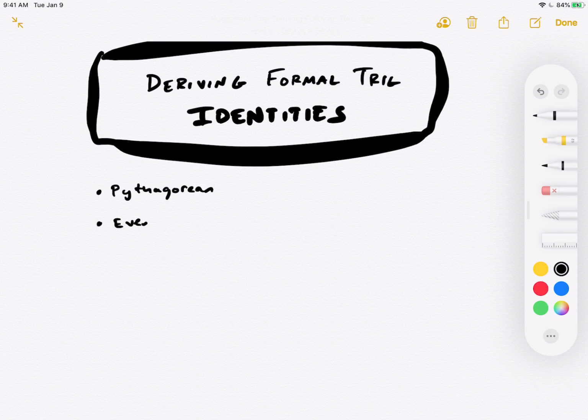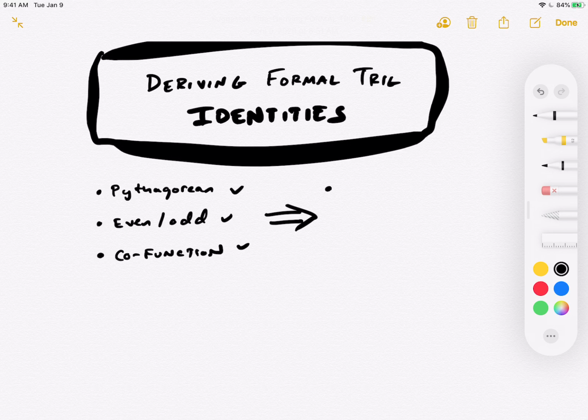You might think back and remember your even and odd identities, where sine is odd and cosine is even. You might also think back to your cofunction identities, how sine of one angle is equal to cosine of pi over 2 or 90 degrees minus another angle. So we're going to take those identities and come up with a set of new ones.